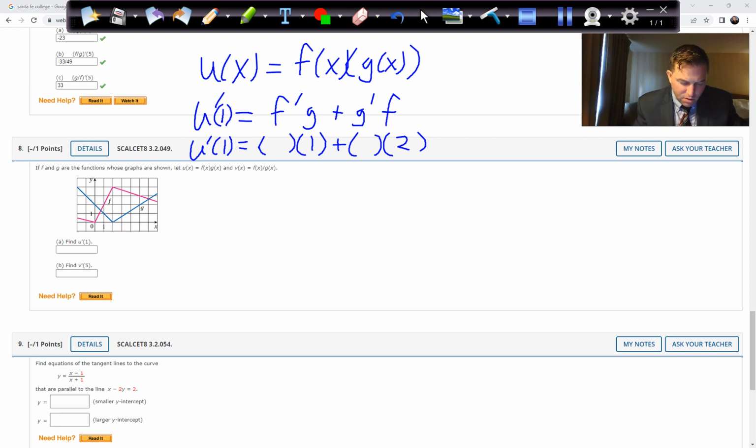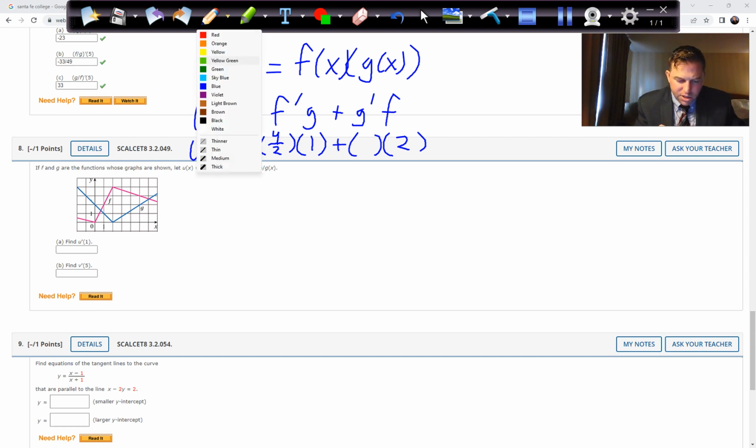So we have to go at 1, and we have to say, okay, f prime, it would be the slope at this line right here. So let's just count it. So the slope of this line would be, it rises by 1, 2, 3, 4, and it runs by 1, 2. So that's the slope of that blue line right there.